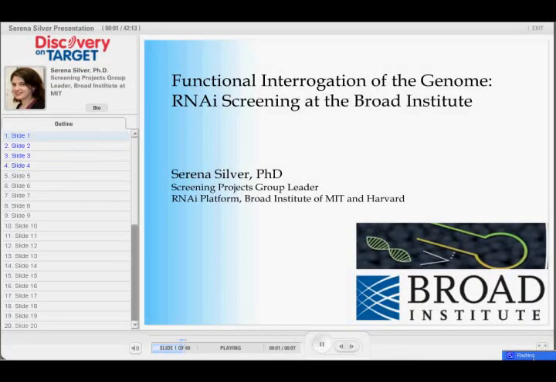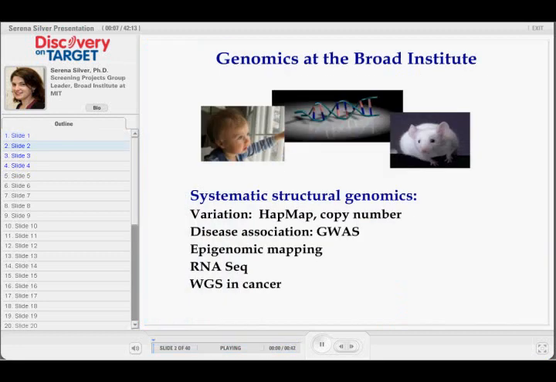So I am going to talk mostly about shRNA screening. I'm at the Broad Institute of MIT and Harvard, and at the Broad Institute, historically we've done a lot of sequencing work and looked a lot at structural genomics. So there are various gigantic projects looking at HapMap, copy number, doing GWAS association studies, more recently epigenomic mapping, and a great deal of RNA sequencing.